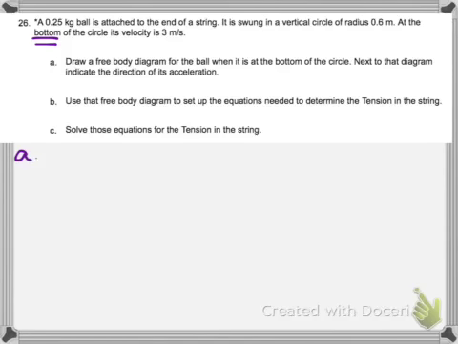So for part A, if we imagine our circle again, our ball now is at the bottom. So in drawing our free body diagram at the bottom of the circle, our gravity is now in the downward direction, away from the circle. However, our force of tension is still towards the center. And our acceleration is also going to be towards the center of the circle. So that completes our free body diagram for part A.